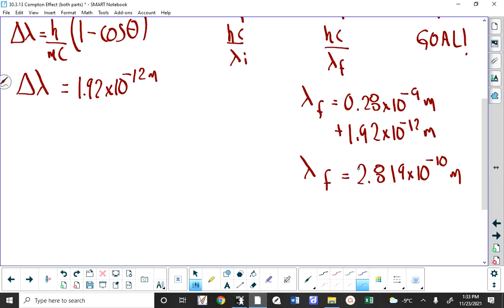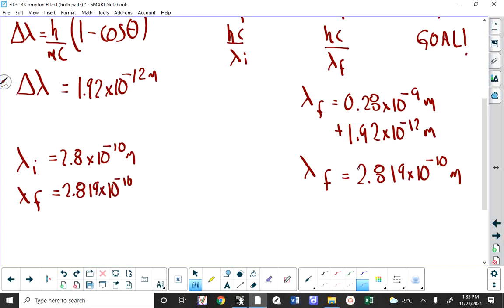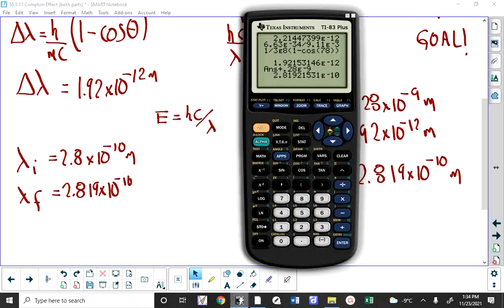So maybe to help you organize this, I can make a little table. Lambda i is 2.8 times 10 to the negative 10 meters. Lambda f is 2.8192 or whatever it was times 10 to the negative 10 meters. You should be able to calculate the energy of each of these photons using E equals hc over lambda. So we have to find both of those energies so that we can subtract them and know the energy of the electron. This is what I mean by very careful, deliberate thought. Once you know the energy of the electron, you can find its speed. So this would be the next series of calculations.